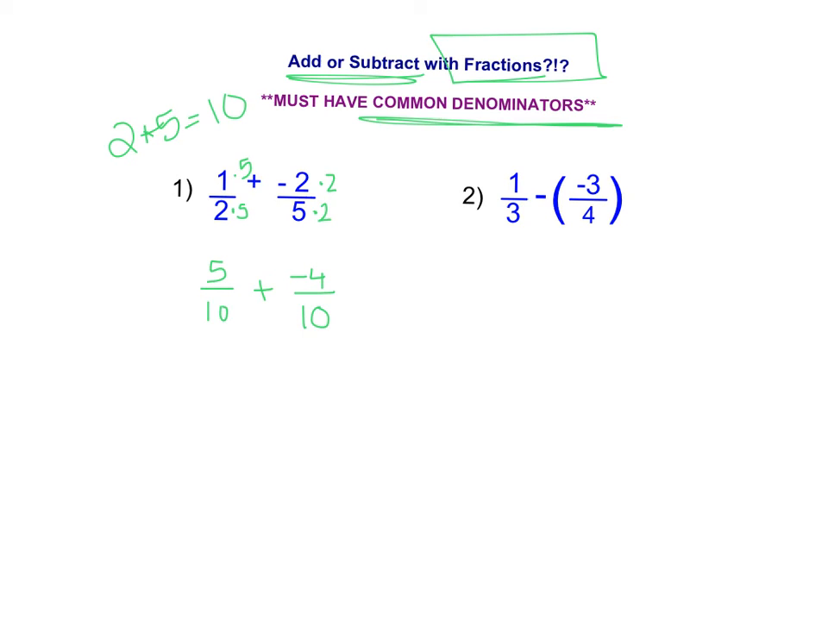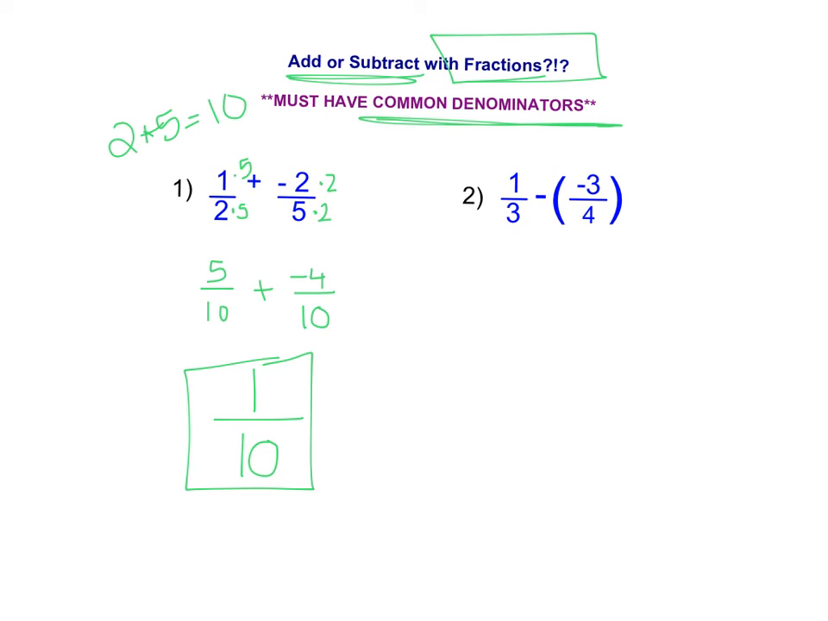And I know if I were to reduce those fractions, they would go down to 1/2 and negative 2/5. But I want the common denominators to add them together. Now from here, I add the numerators and leave the denominator alone because I'm combining those into one fraction. So I have 5/10 plus a negative 4/10, which leaves me with a positive 1/10.